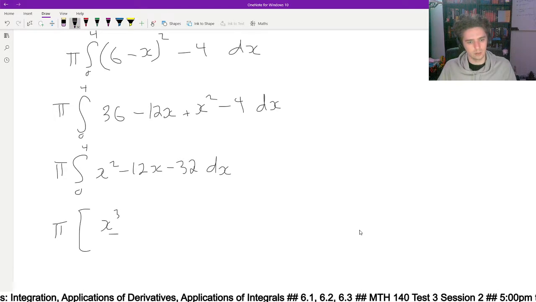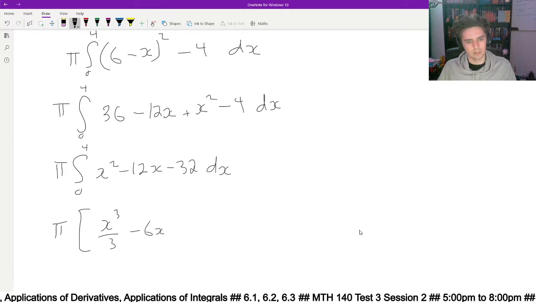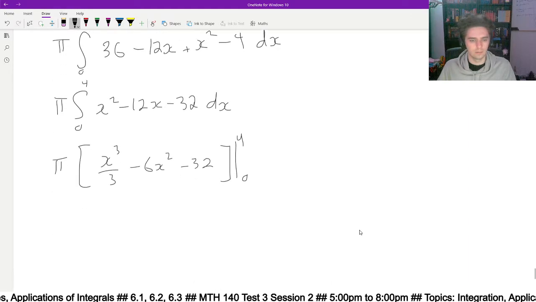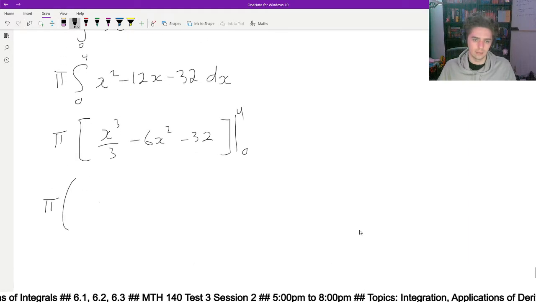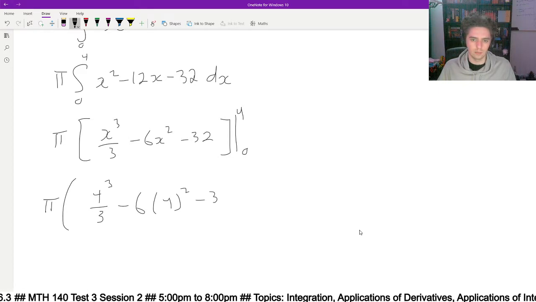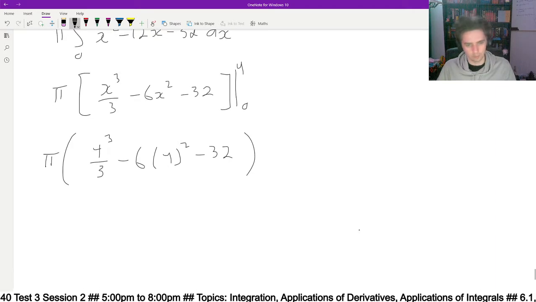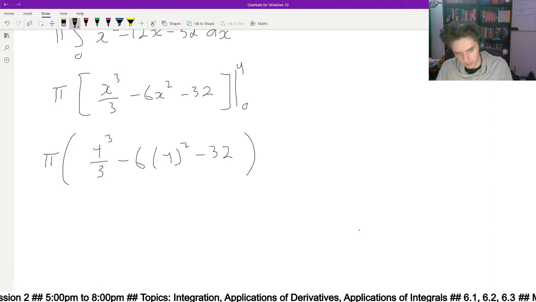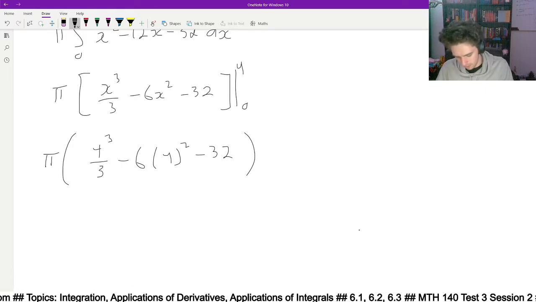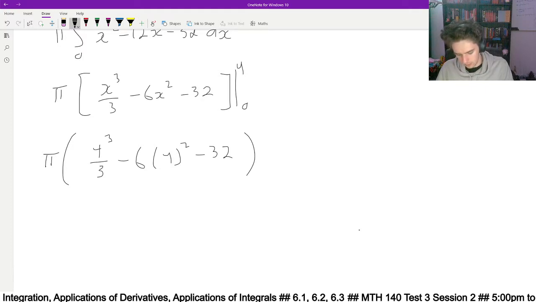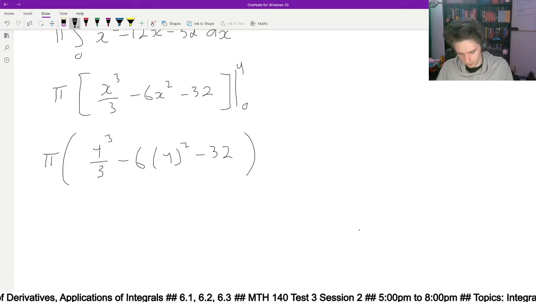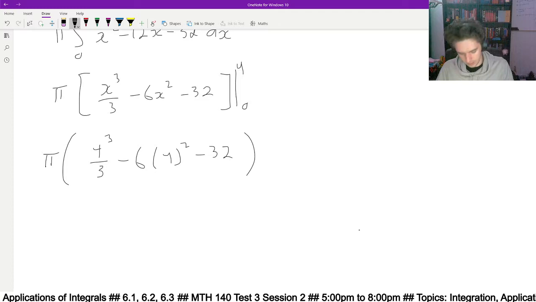And then pi, I can just evaluate now. So x cubed over 3 minus 6x squared plus 32x, evaluated from 0 to 4. So pi times 4 cubed over 3 minus 6 times 4 squared over 1, plus 32 times 4, and that will be your answer.